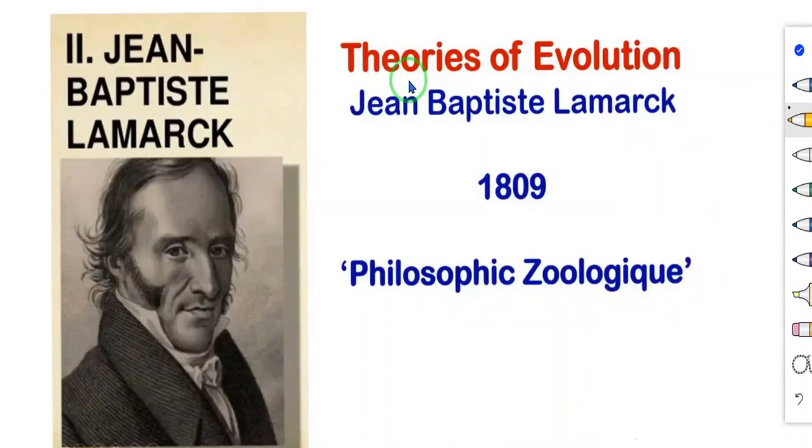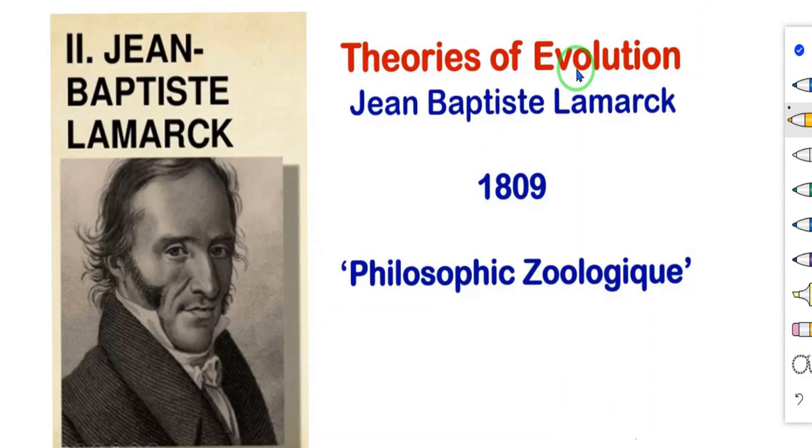Theories of evolution. First, let's see what is evolution. Evolution is the gradual change occurring in living organisms over a period of time.